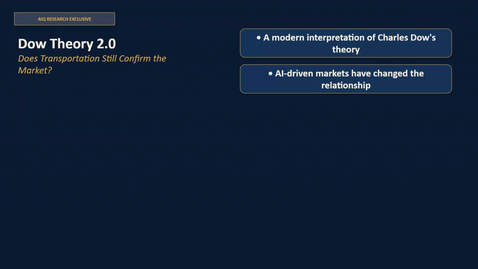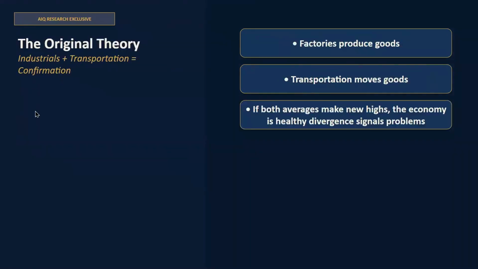But what we're going to look at, let me just move to the next slide here. We just looked at factories produce goods, transportation move them, they move together when it's healthy. When there's a divergence, it can signal problems. The thing is that the divergence isn't necessarily diverging today, and you can see it having happened over the last week or 2 weeks, and you're just waiting for the Dow to catch up with the transports, because that's the way it usually works.